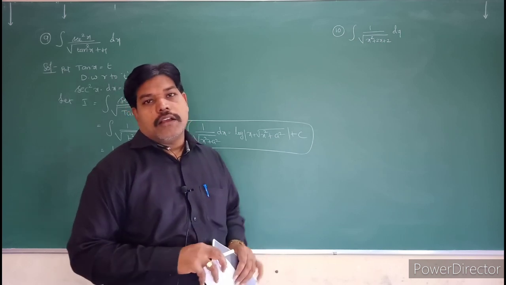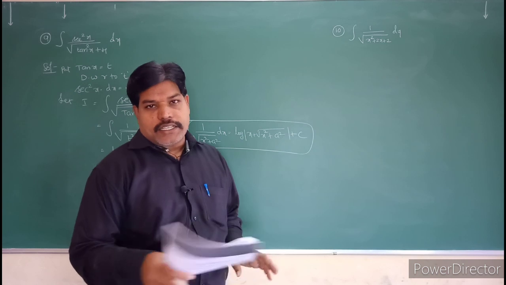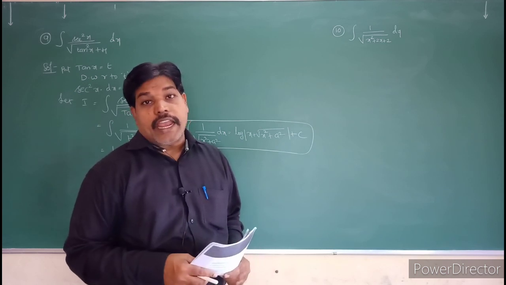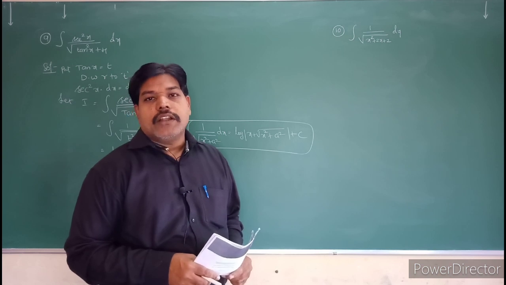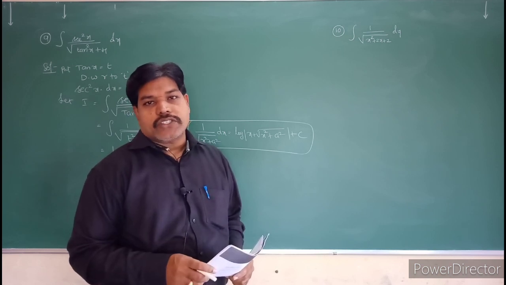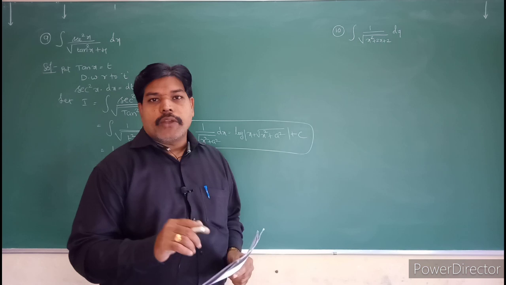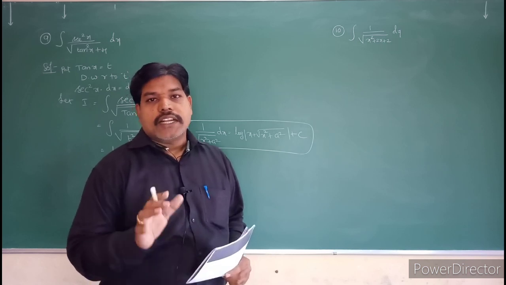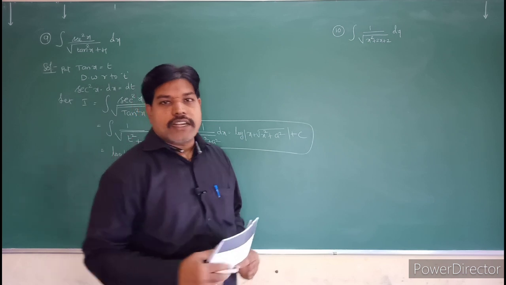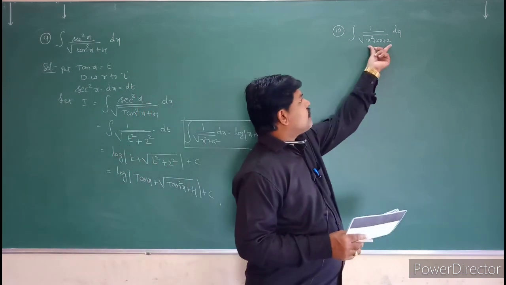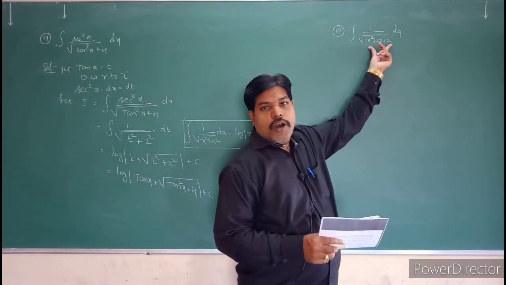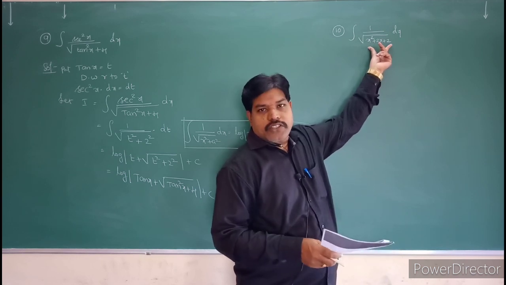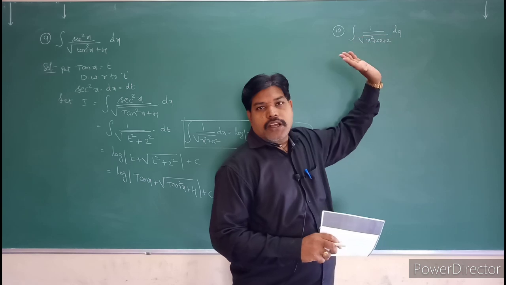See the method number 8, that is type 8. Some particular functions I am given that. So what is that? Integral 1 by root of ax square plus bx plus c into dx. For that type of questions, we have to take the denominator and convert it into the form of x square plus a square, or x square minus a square, or a square minus x square form. Then we can apply the formula.